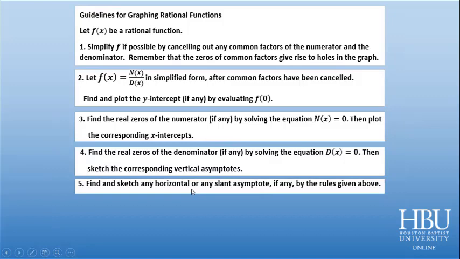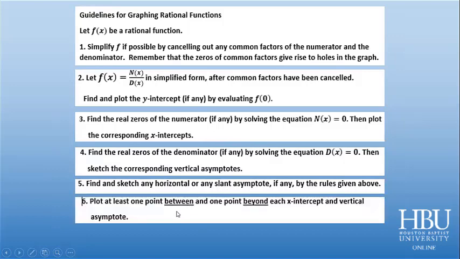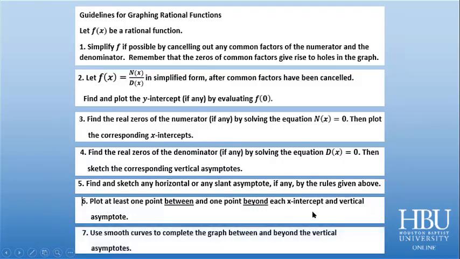Find and sketch any horizontal or any slant asymptote by the rules we just discussed. Plot at least one point between and one point beyond each x-intercept and each vertical asymptote. And then connect your graph with smooth curves between and beyond those vertical asymptotes. Let's look at some examples.